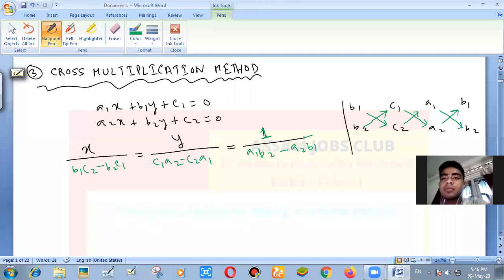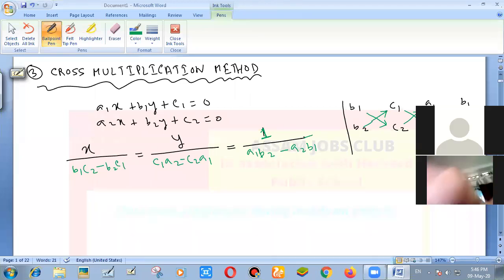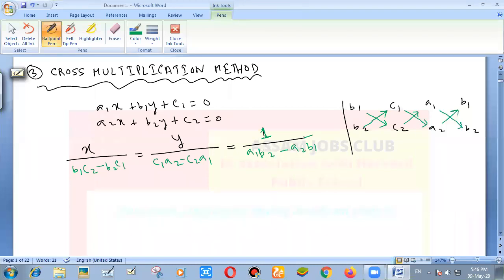Do you understand up to this? Yes. That means for finding x, in the denominator of x you have to write b1 c2 minus b2 c1. For y, c1 a2 minus c2 a1, and for the constant term, a1 b2 minus a2 b1. So let me take one example.